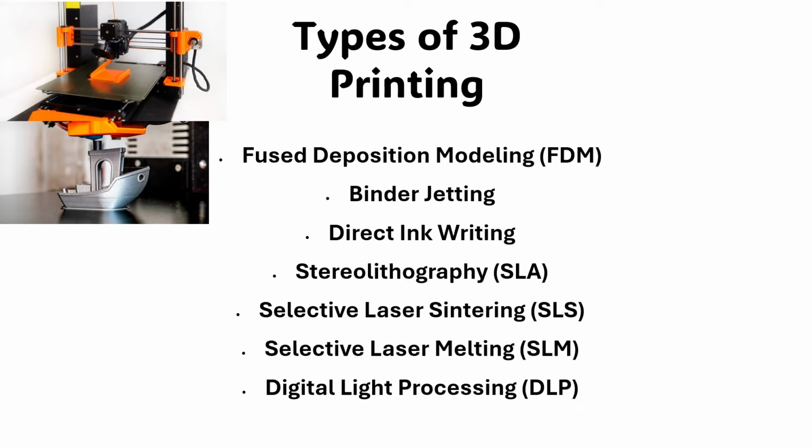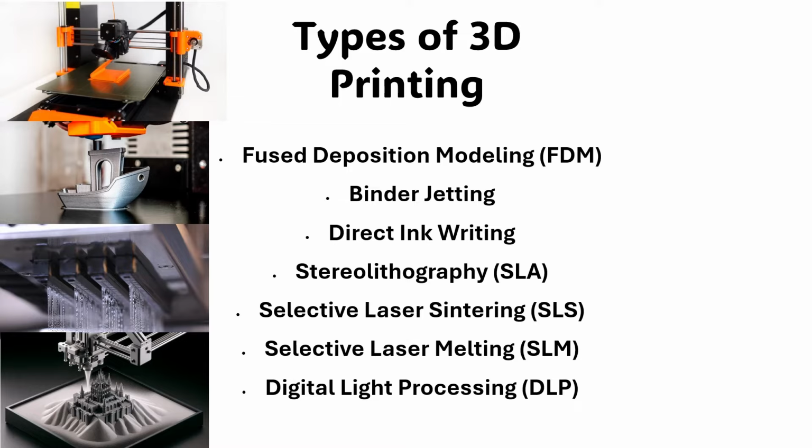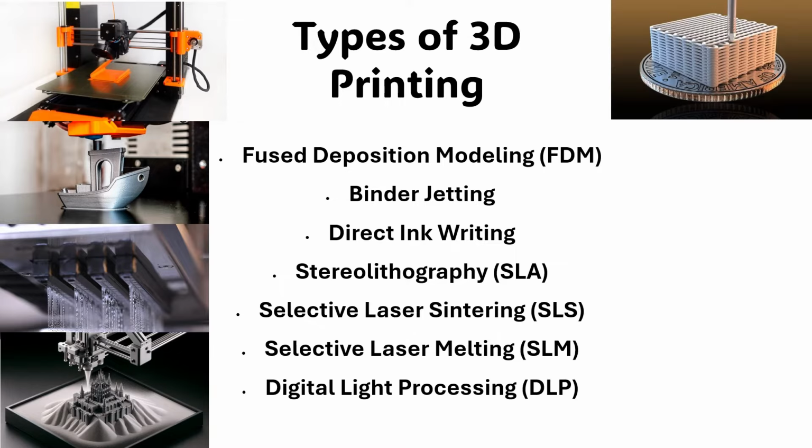Then you have binder jetting, which uses a binder material to fuse material together, followed by a secondary sintering process. Then you have direct ink writing, which uses a viscoelastic ink to extrude material, which also requires a secondary process to make the structure solid.